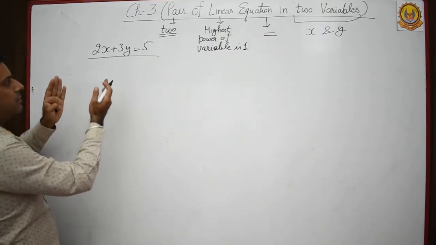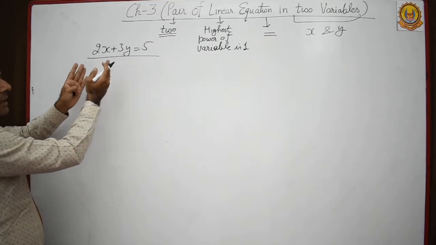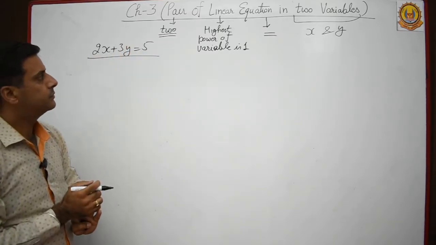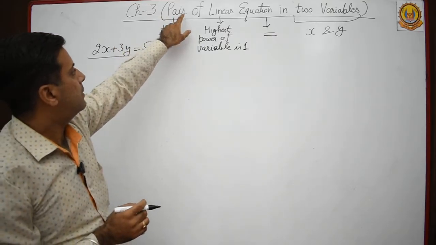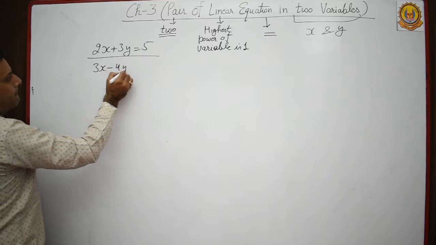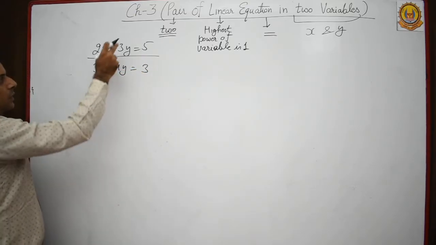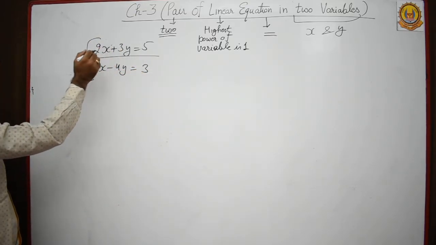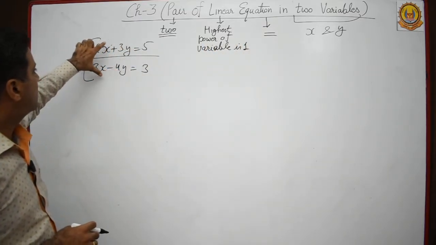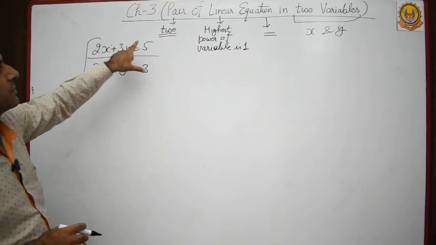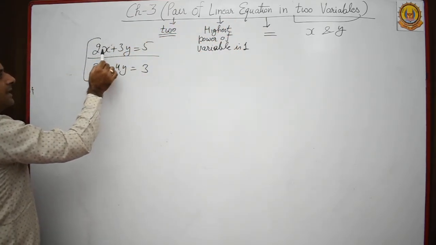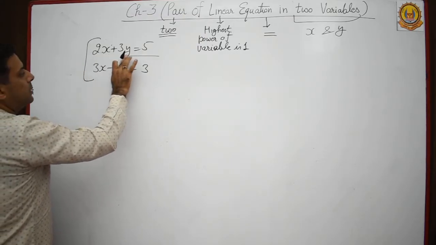Equation means we have to put values of x and y so that the left hand side becomes equal to the right hand side. And pair: this is one equation, so I am taking one more equation. Now this is pair, this is 1 and this is 2. So these two equations satisfy the given conditions, and these are called linear equations in two variables.